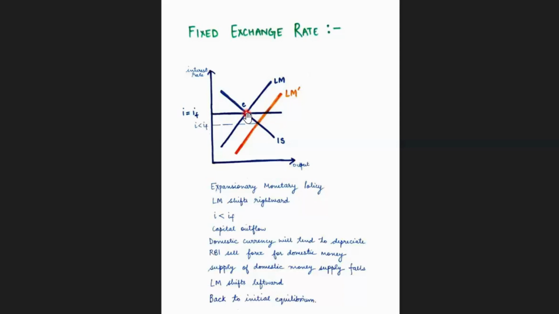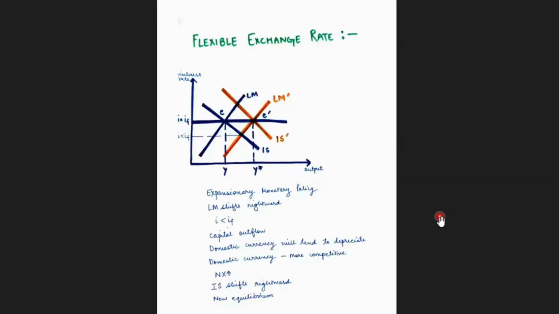So we see that under the fixed exchange rate, when there is an expansionary monetary policy, it is not very effective because there is no change in the output. There is only a loss of reserves because RBI had to sell foreign exchange for domestic money to meet the capital outflow requirements.